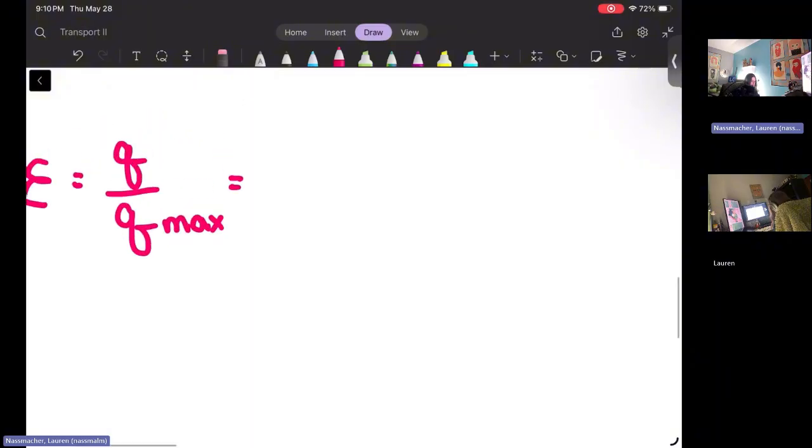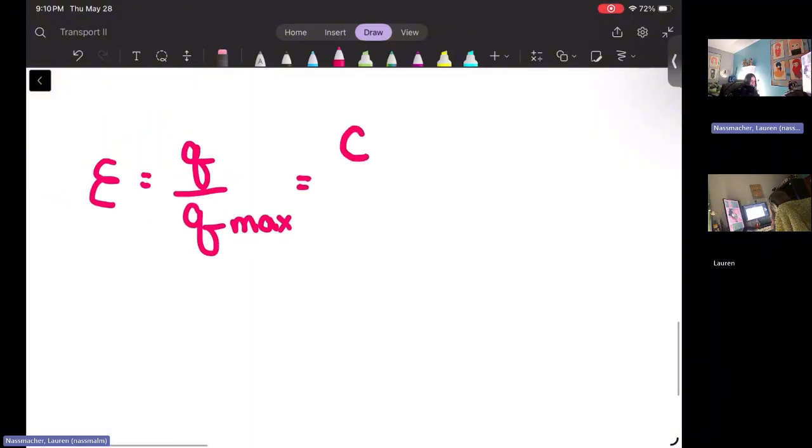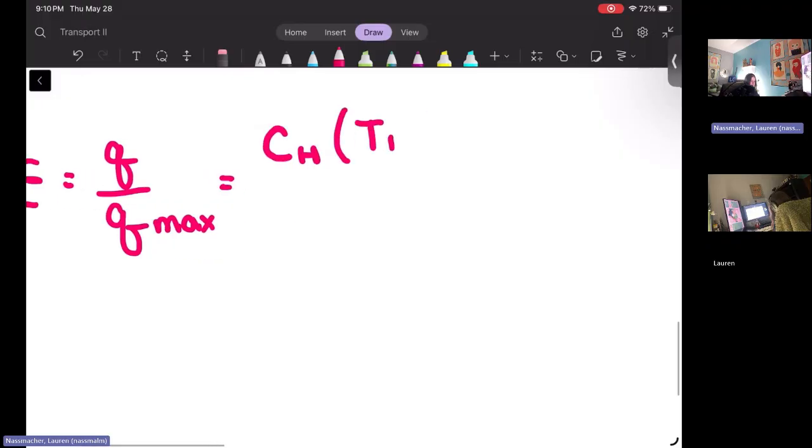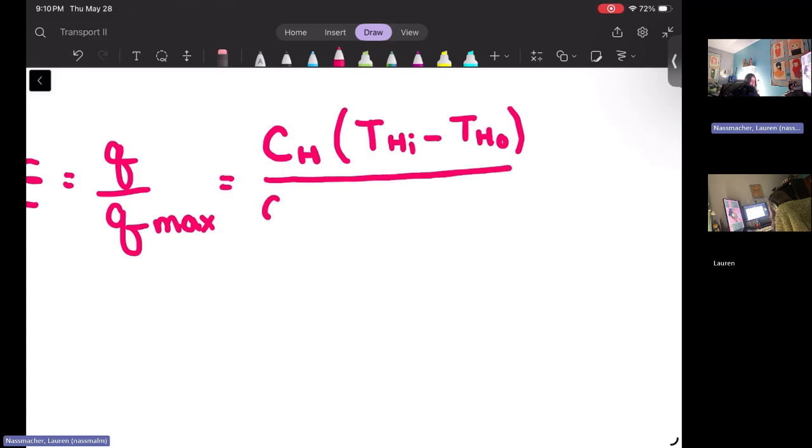So we'll have our mass flow rate times heat capacity of the hot stream, multiplied by the temperature of the hot stream going in minus the temperature of the hot stream going out, because that's how that changes. It's the right way it changes. Divided by the mass flow rate times heat capacity, the minimum. And this is going to be the temperature of the hot stream going in minus the temperature of the cold stream going out.